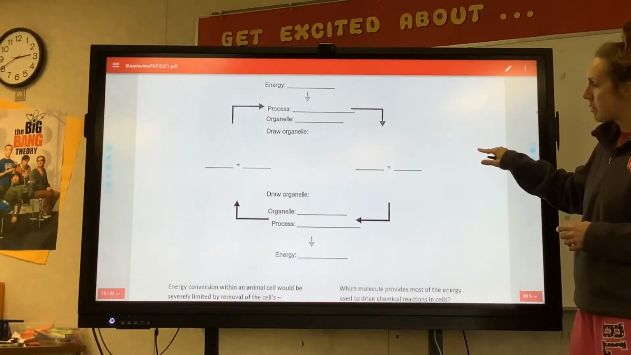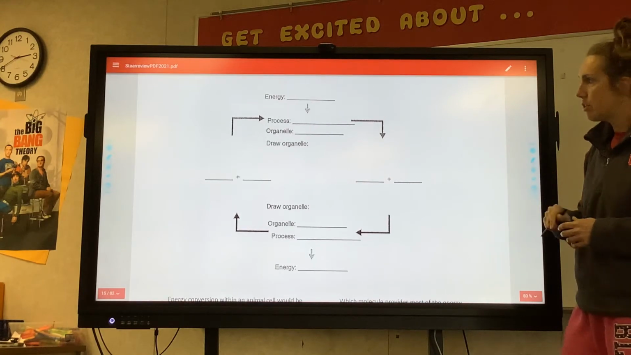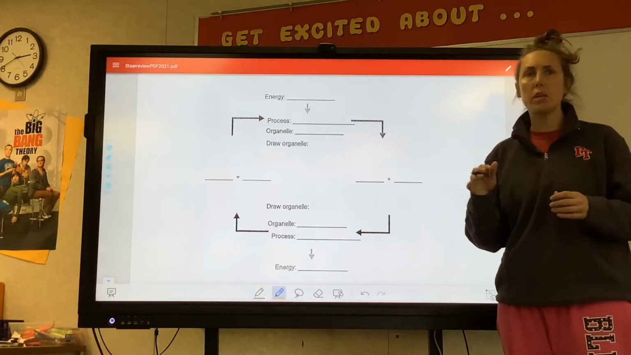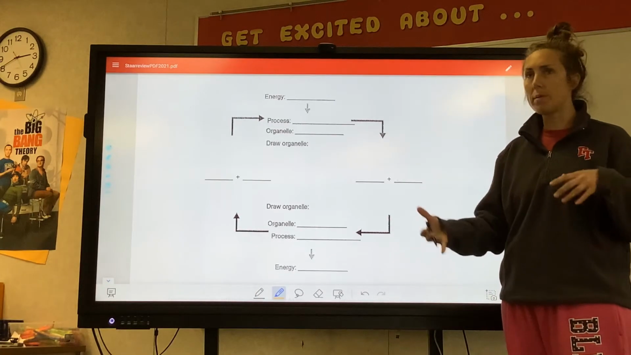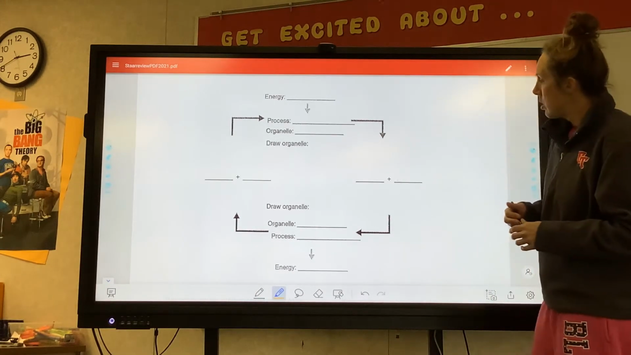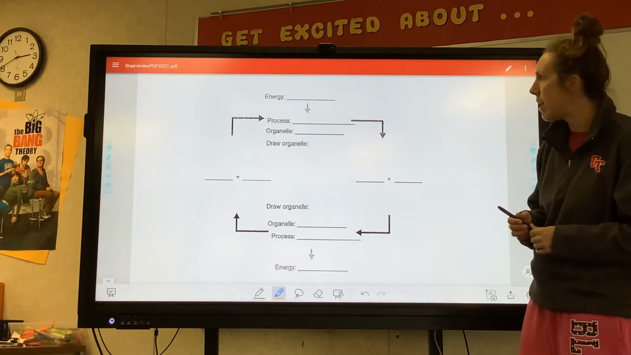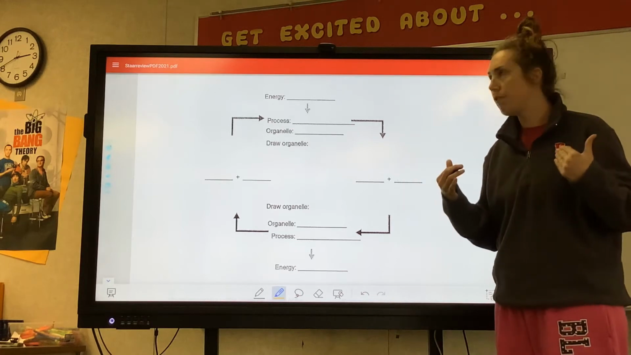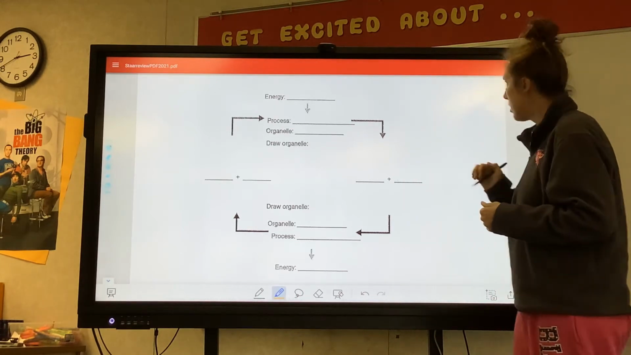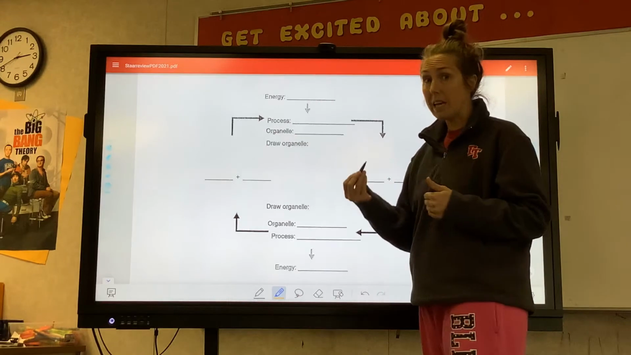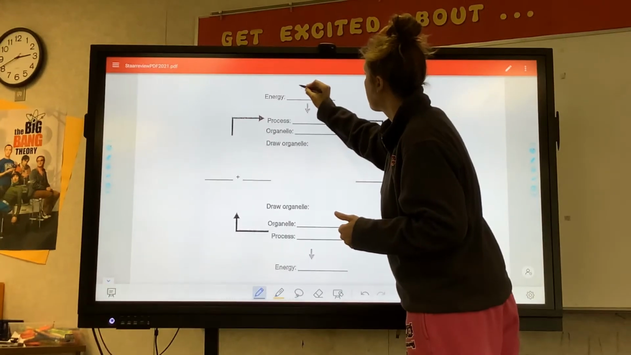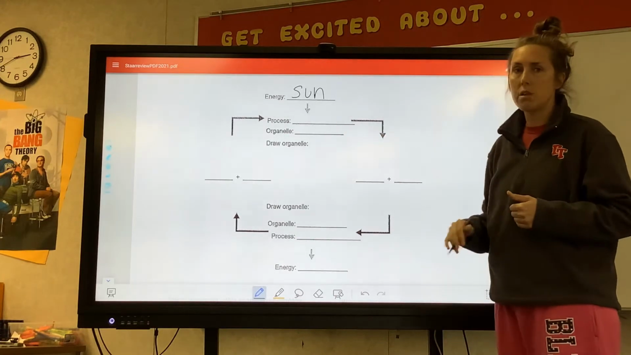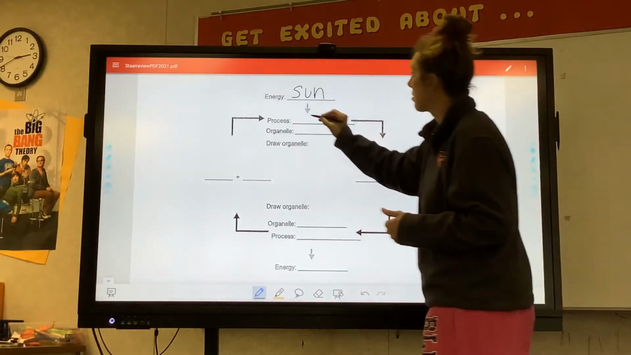Here's a great representation of how the two processes work together, especially when it comes to plants and animals. Carbon cycle, oxygen cycle. So first off, the energy that always comes into any system, so what energy can fuel everything, that's going to be solar energy or energy from the sun, light energy. I'll just write the sun, okay? So the sun is going to feed into the process of photosynthesis.